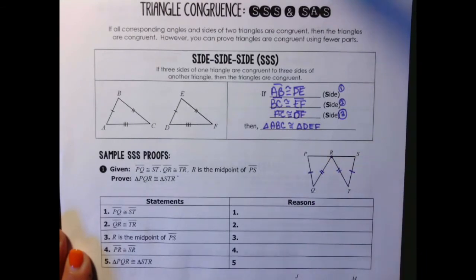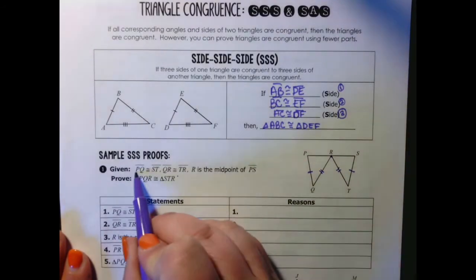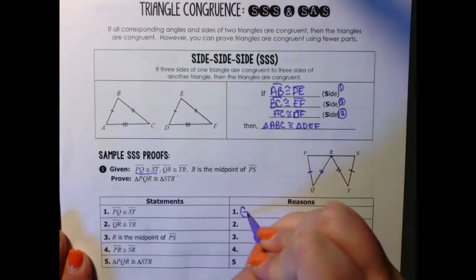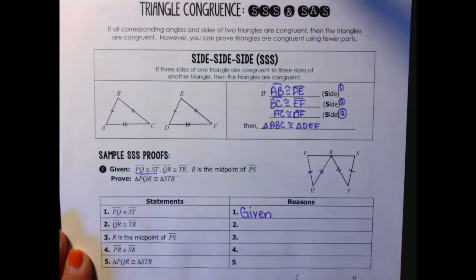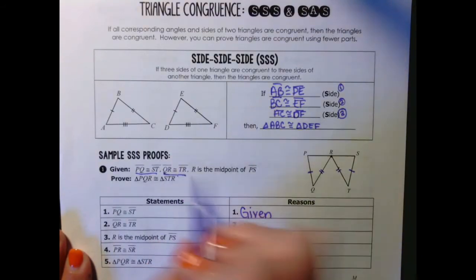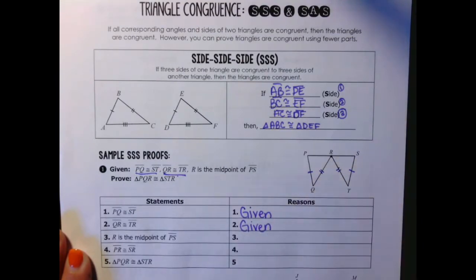So I'm going to go down to my proof. My first statement, PQ is congruent to ST. Reason for that? Given. Number 2, I have QR is congruent to TR. Again, given. And then I have R is the midpoint of PS. That is my third given statement.